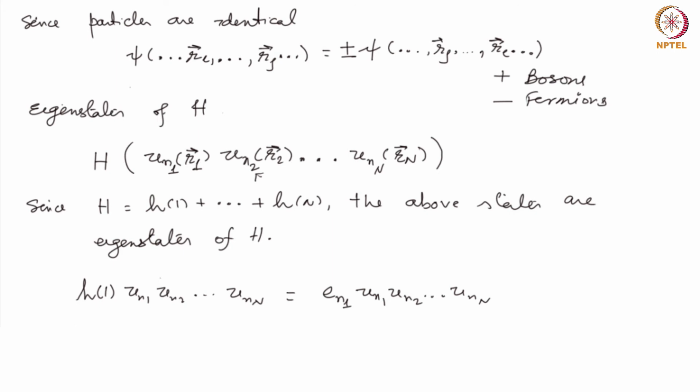So H acting on u_n1, u_n2, ..., u_nN is E_n1 plus E_n2 and so on, because you are going to generate another term from H2 which will have the same form except for this factor, and similarly for the others. Okay, so these are the eigenstates.